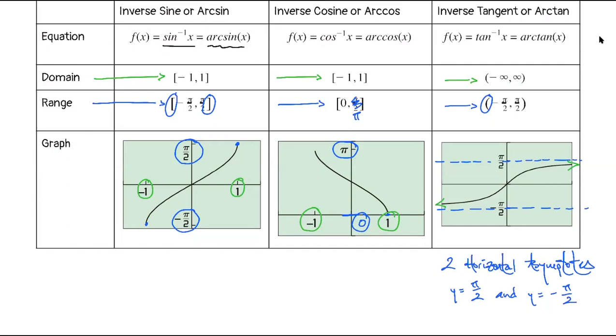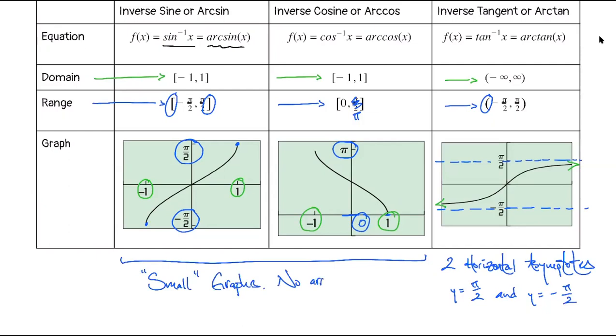Okay, so maybe let's write that down, that these two are small graphs. What I mean by small is there's no arrows at the ends, all right? So what you see is what you get. Would we say that inverse tangent is infinite? We could say that the domain of it goes from negative infinity to positive infinity, yeah.